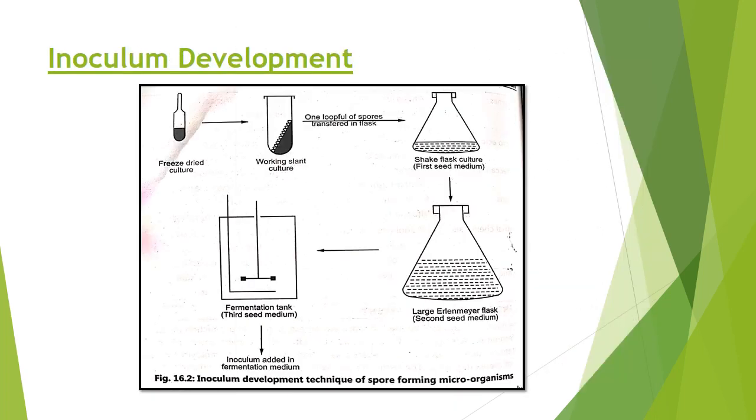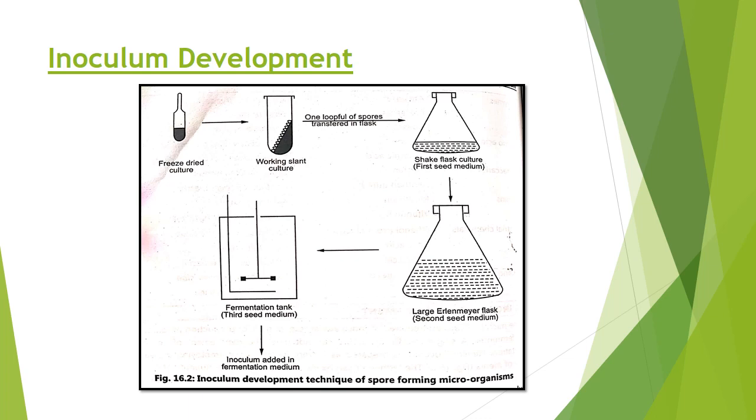The next point is inoculum development. In the fermentation process, inoculum is very important. Here we will firstly use the freeze-dried culture. The freeze-dried culture is taken, which is a preserved sample. We will transfer this culture onto the slant with the help of a loop. After the proper incubation, the growth of microorganisms will take place on this slant.